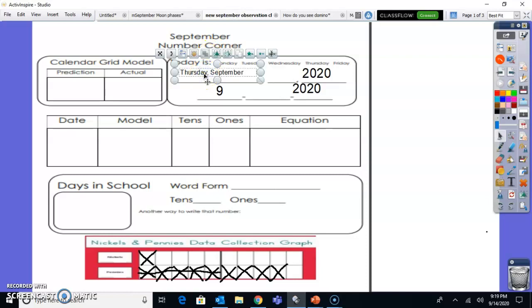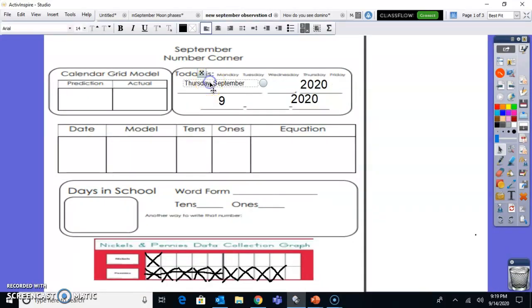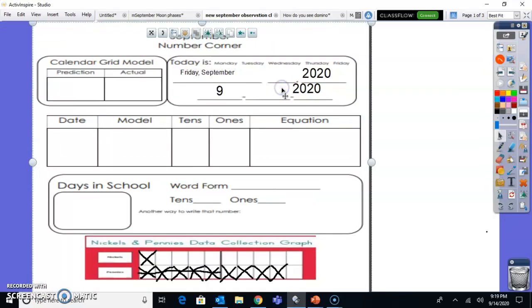Today is not Thursday anymore. What is it, folks? Yep, it's Friday. You guys can write Friday while I write Friday. And it is not the 17th anymore. What is it? Yep, it's the 18th. Not many days left in September. And here our abbreviated date. We have 9, which stands for the 9th month, which is September. And it is the 18th.